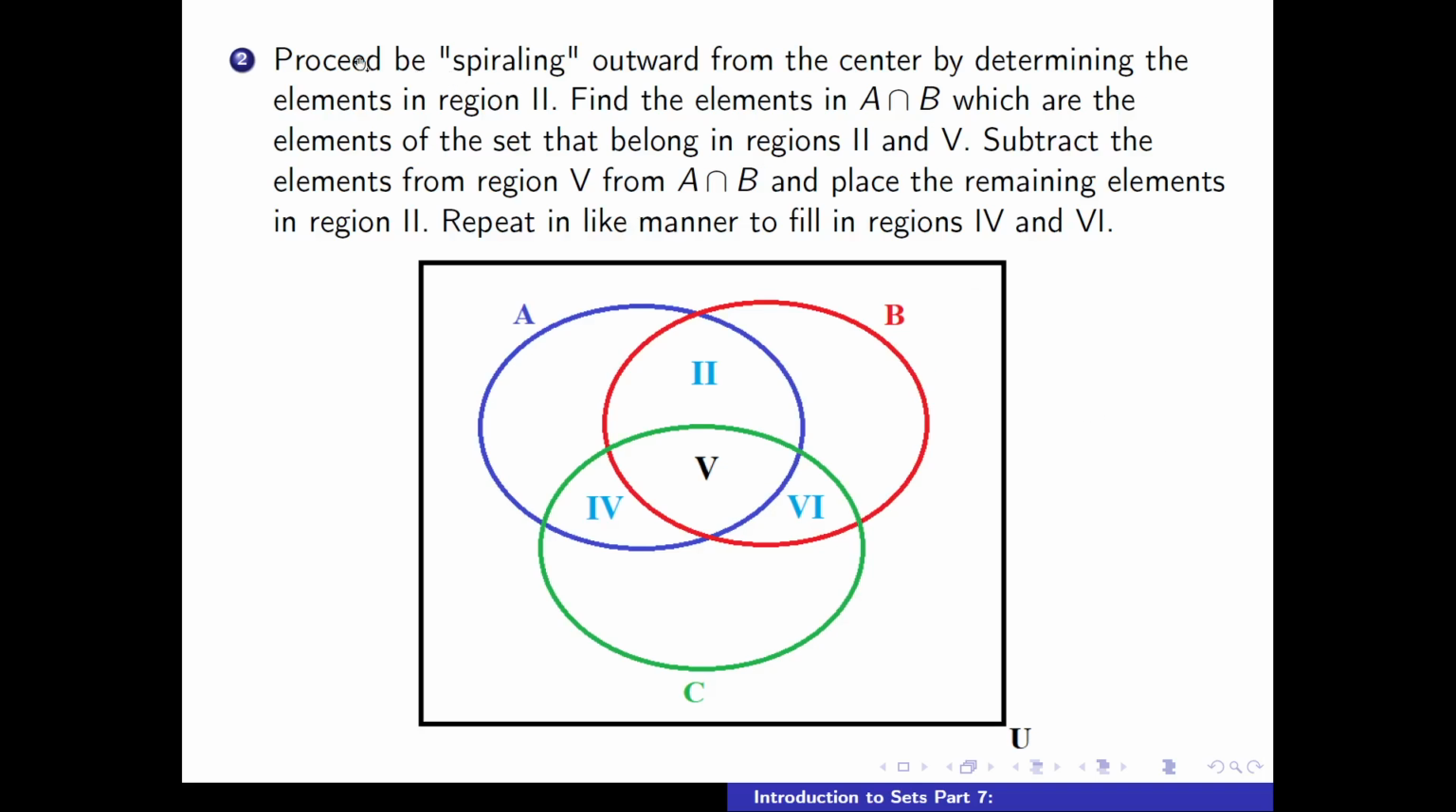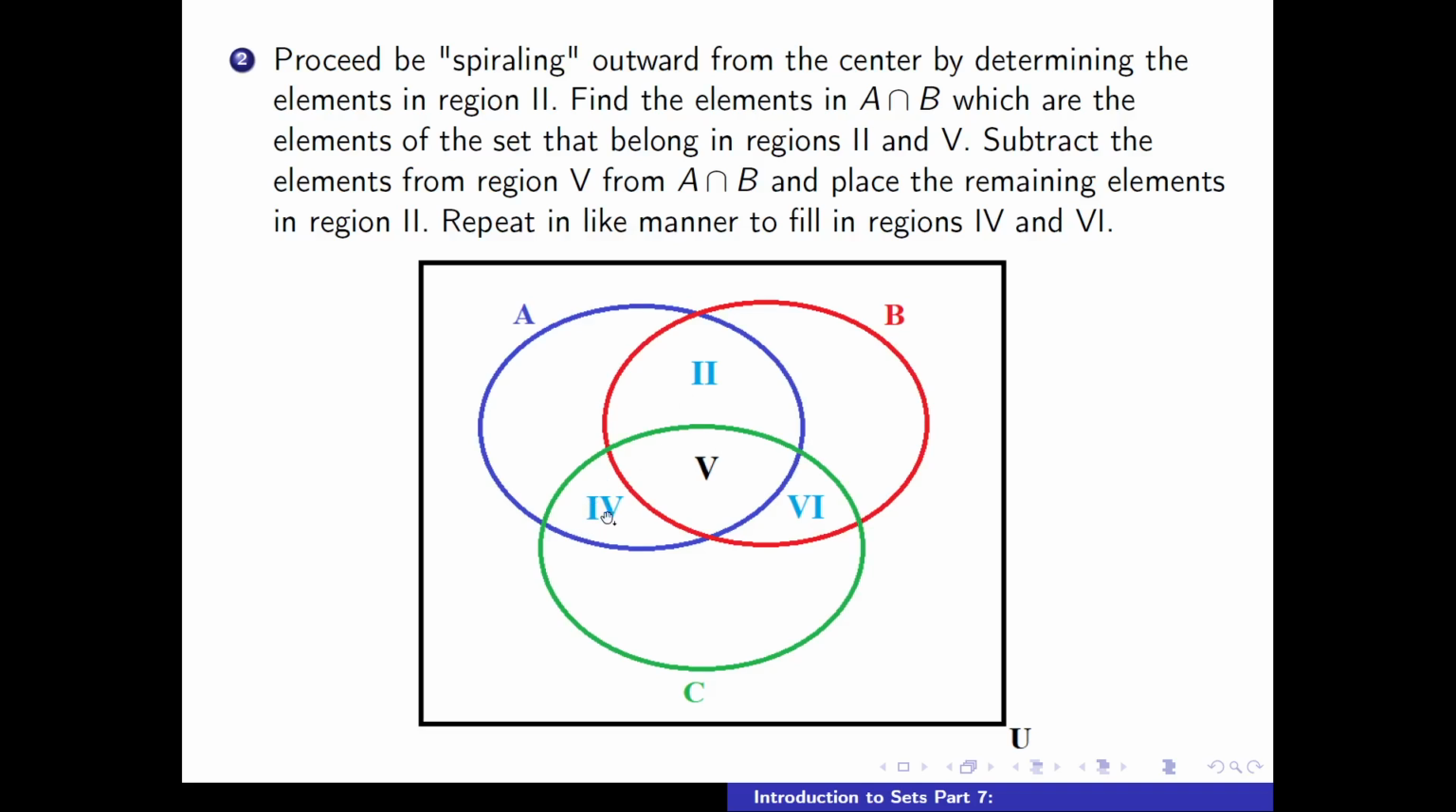And then we proceed by spiraling out, so we start working our way outward. So this is the intersection of all three sets, and we work out to the intersection of exactly two sets, which is regions 2, 4, and 6. So elements in A and B are these two regions. So the way we would find this is we want to know what's in A and B, and then subtract the elements from region 5, and then we get the elements in region 2.